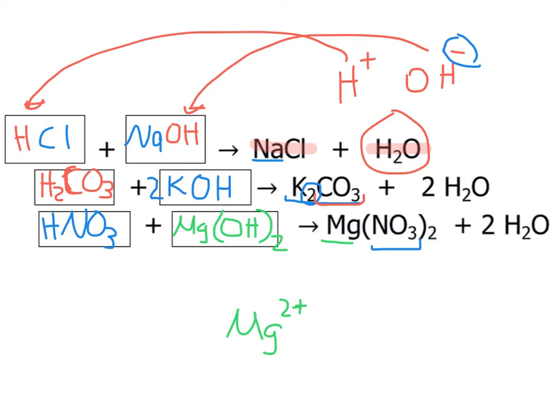Remember that the nitrate ion has one negative charge, and that's why it is only with one hydrogen here. So this is how we can go back to the reactants in a neutralization reaction.